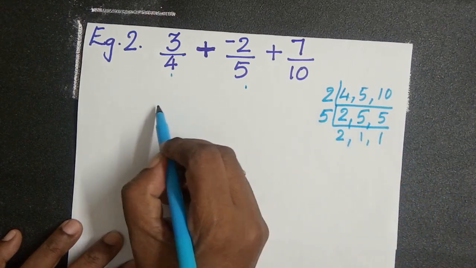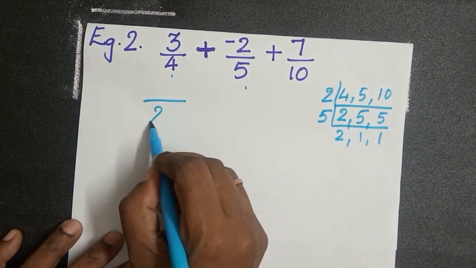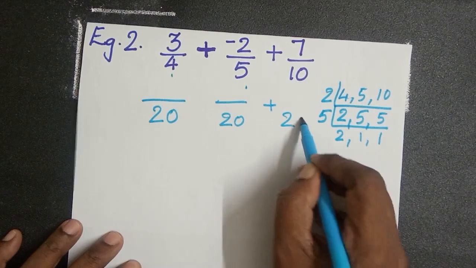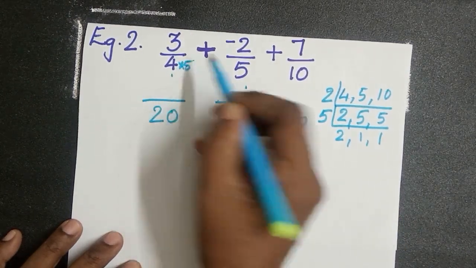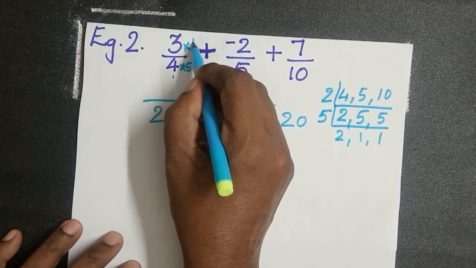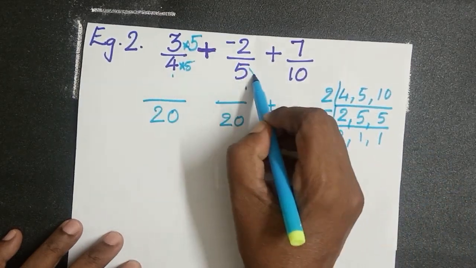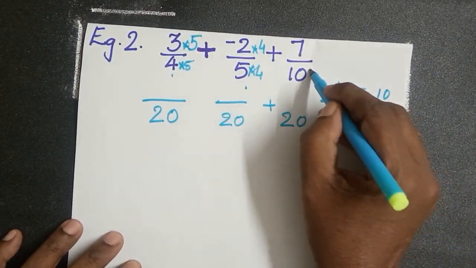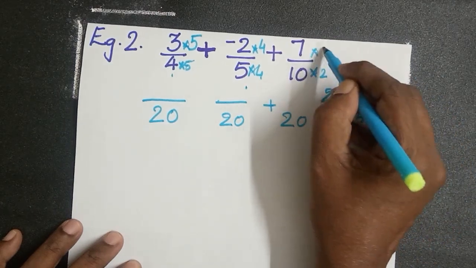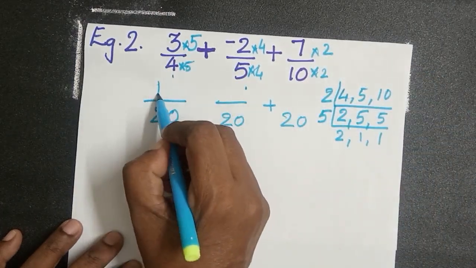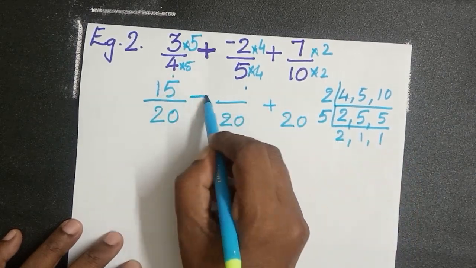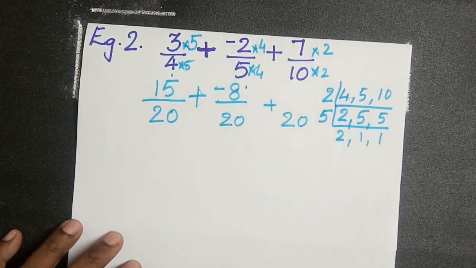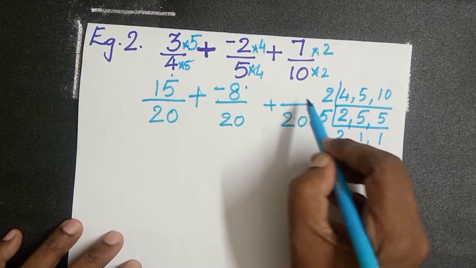10 2s are 20. So write all these three rational numbers with 20 as their denominator. So 4 5s are 20, so here also multiplied by 5. 5 4s are 20, so here also multiplied by 4. 10 2s are 20, so here multiplied by 2. So you got 3 5s are 15, plus 2 4s are 8, and here is a negative sign, so we need to put the negative sign, and 7 2s are 14.